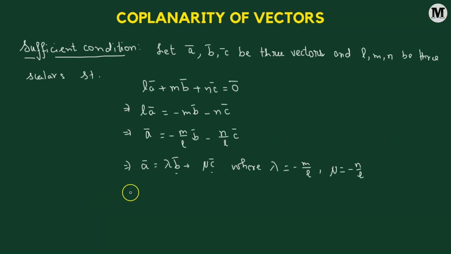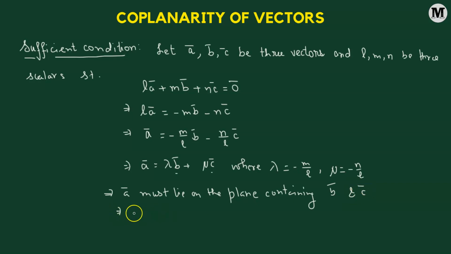This only tells us that A vector must lie. This particular condition just confirms that it must lie on the plane containing B vector and C vector. In other words, we are saying that A vector, B vector, and C vector must be coplanar. So this proves our problem.